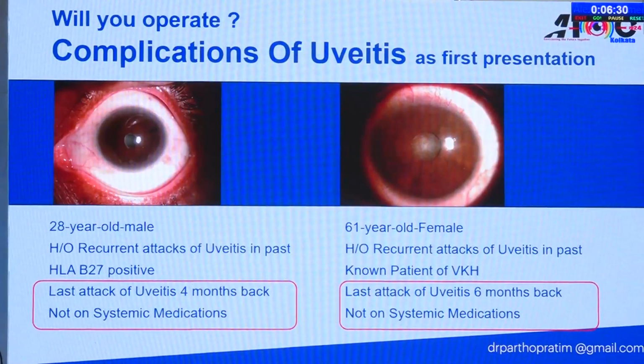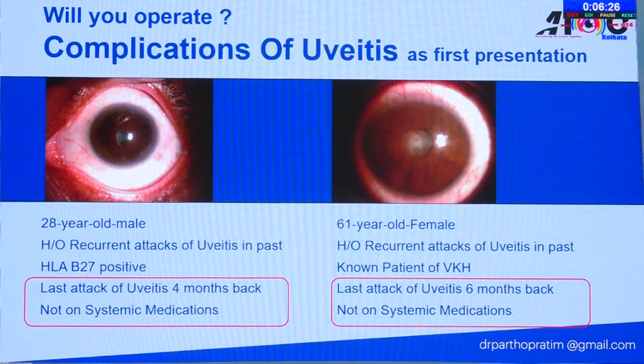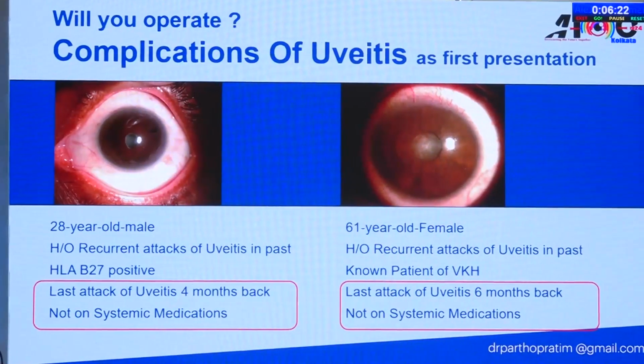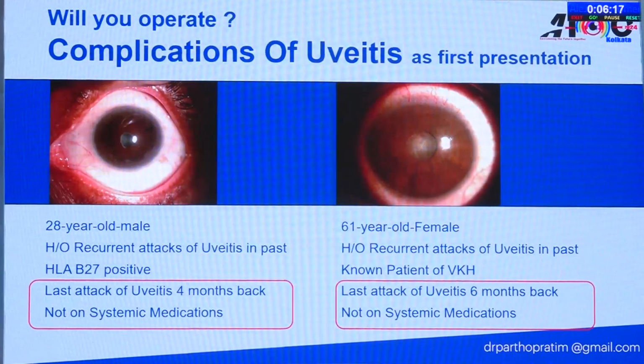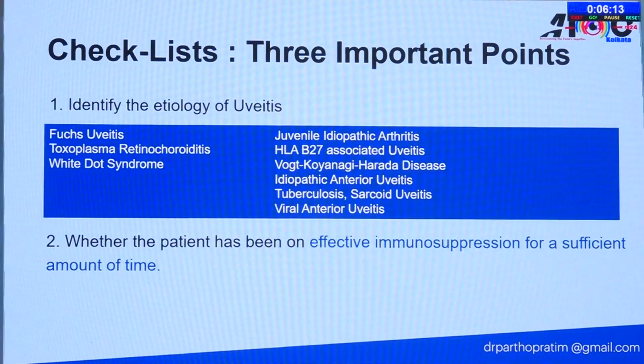I think that is not wrong in India, because sometimes the patients with uveitis present to us with complications like complicated cataracts. So in these cases you need to start the patient on immunosuppressives and then take them for surgery. Now, 3 important points we need to understand.